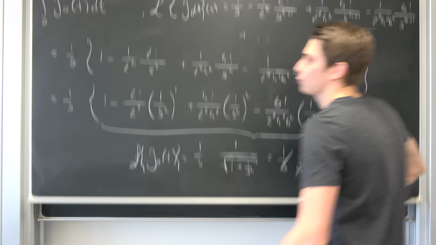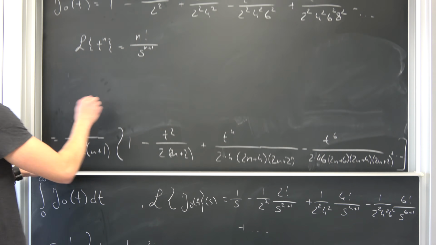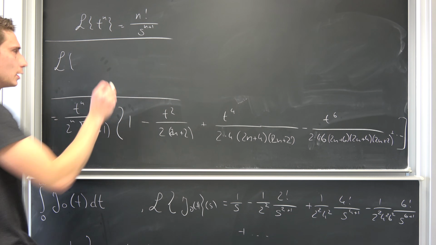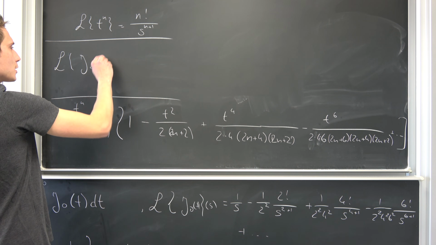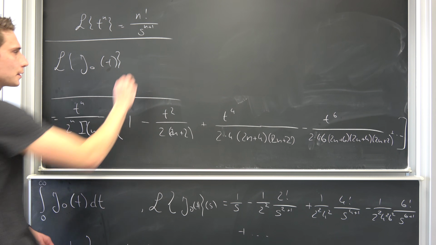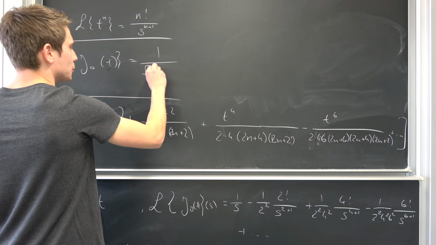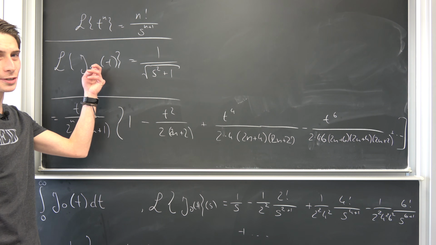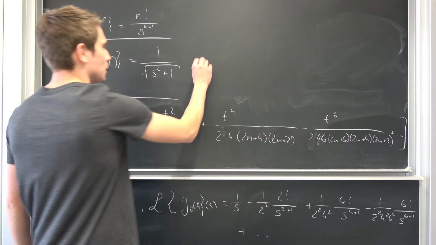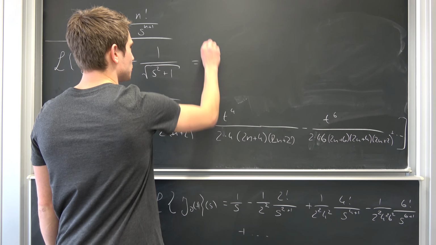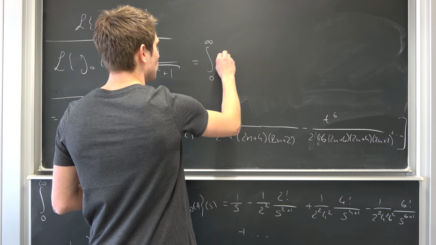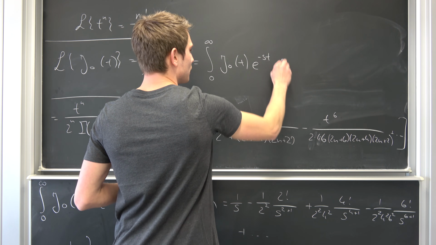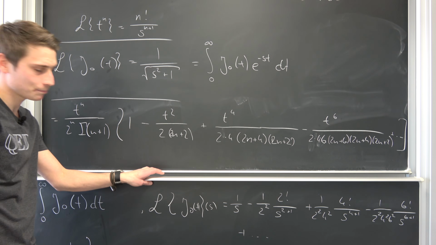So let's gather what we have right here. Let's put everything here. On the one hand, our Laplace transform of the Bessel function, zeroth order, is nothing but 1 over square root s squared plus 1. On the other hand, we have a different definition of our Laplace transform right here. Namely, that this is the improper integral from 0 to infinity of our time-dependent function times e to the negative st, integrated with respect to t.